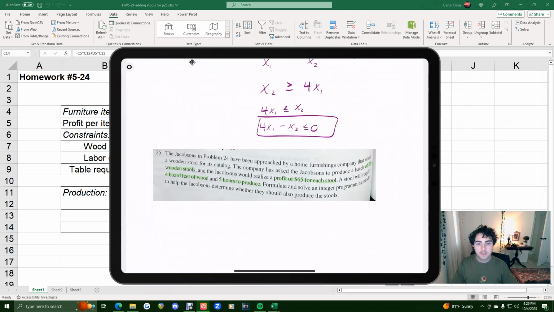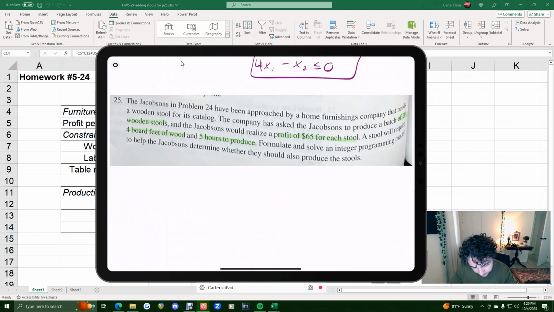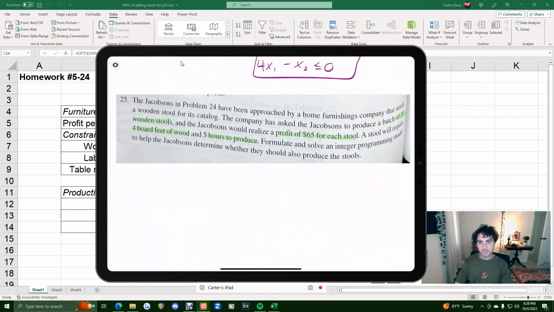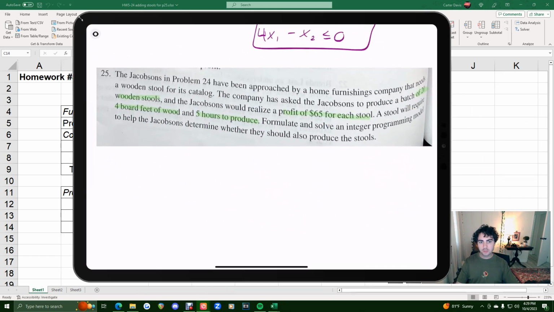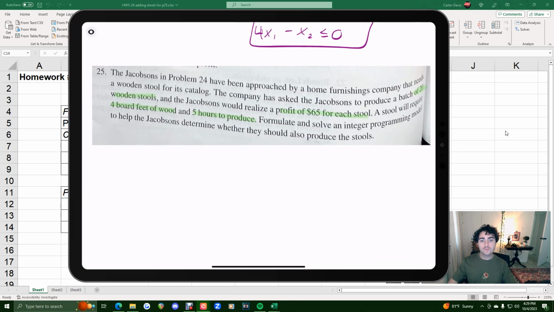That's the whole problem. Let's pull up number 25 here. They say the Jacobsons in problem 24 have been approached by a company that needs a wooden stool for its catalog. They've asked them to produce a batch of 20 wooden stools. They would get 65 per stool profit. They would use 4 board feet of wood, and it would take 5 hours to produce each stool. They say formulate and solve the model to help them determine whether they should also produce the stools.